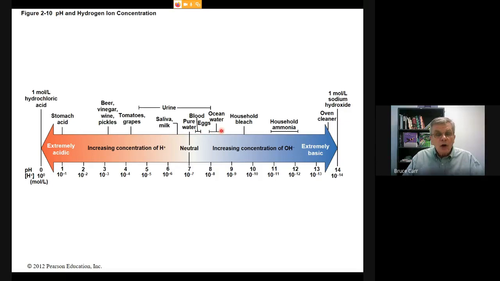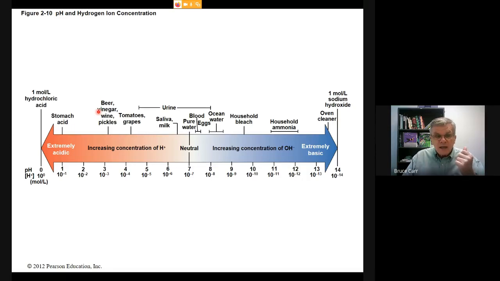The ocean water generally ranges from the high 7s into the mid 8s. Kind of similarity there. If we go down the scale, so hydrogen ions going up, we have saliva and milk in the mid 6s. But anything that tastes sour, like tomatoes or grapes, things that we think are tart, are down here at pH 3, beer, vinegar.